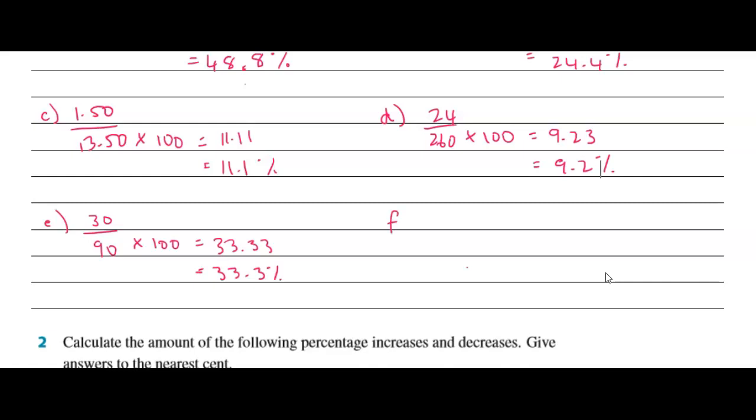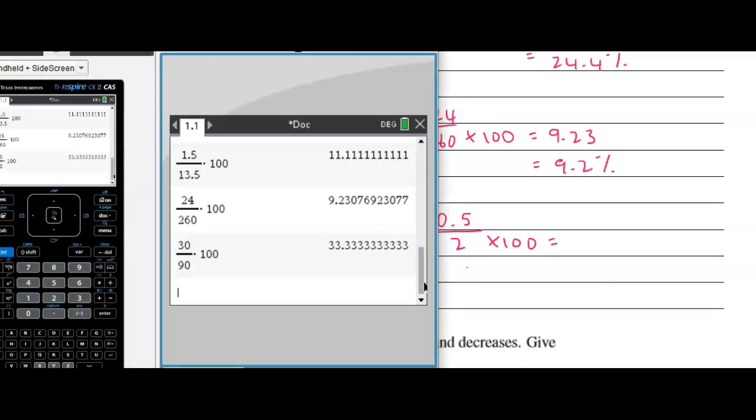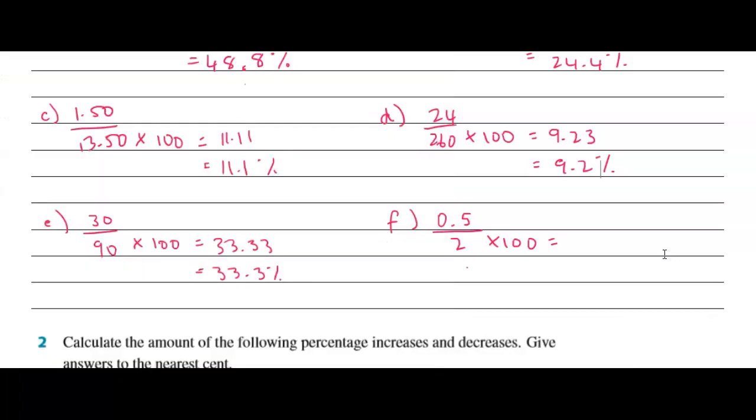And then the last one, 50 cents of $2. So this is what I was saying before. If we convert the 50 cents into dollars, it's 0.5 over 2 times 100. So just do that on the calculator. 0.5 over 2 times 100, and we get 0.25. And we have to do that to one decimal place, which makes it 0.3%.